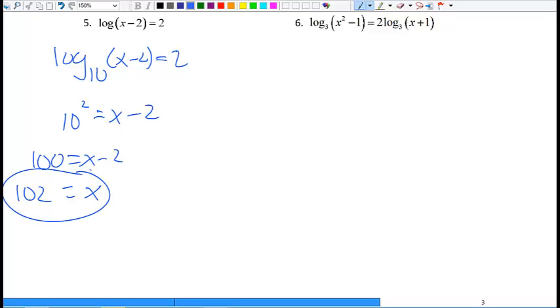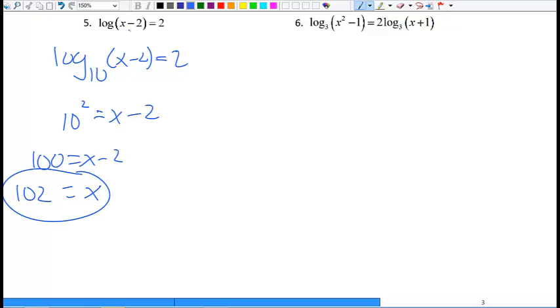Earlier in the directions, I mentioned about check domain restrictions. Just want to remind us, log is restricted in that it has to be positive numbers. So if x is in fact 102, if that's an actual solution, if I put 102 into the initial equation, do I violate any domain restrictions? In other words, does 102 even show up to the party of log? And if I put 102 in there, I get log of 102 minus 2, which is log of 100. 100's a positive number, and so we're okay. 102 is a valid answer.